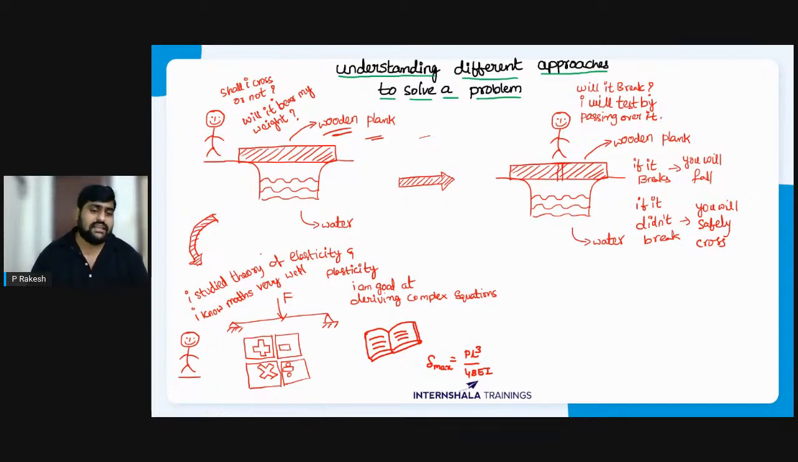Using mathematics, differential equations, or let us say theory of elasticity, theory of plasticity, I will try to derive some formulations, or some formulas just like this: deformation equal to PL cube by 48 EI, something like that. Once I derive these formulas, I will try to understand whether this wooden plank is going to bear my weight or not. This way of approach is called the analytical approach.